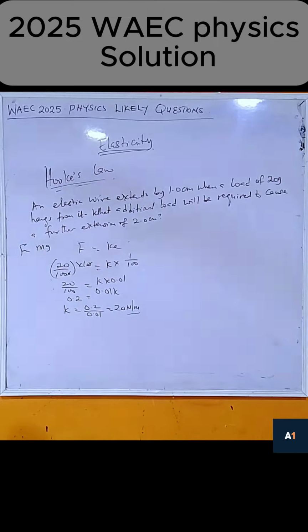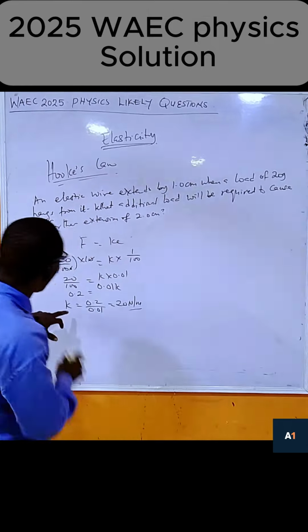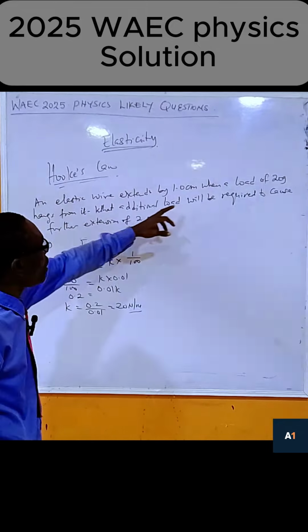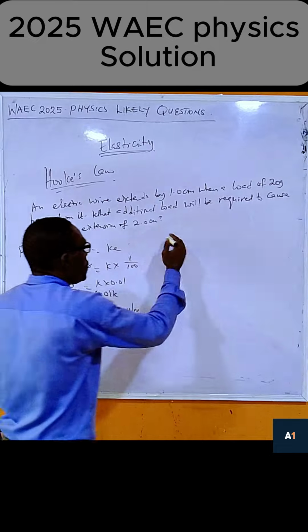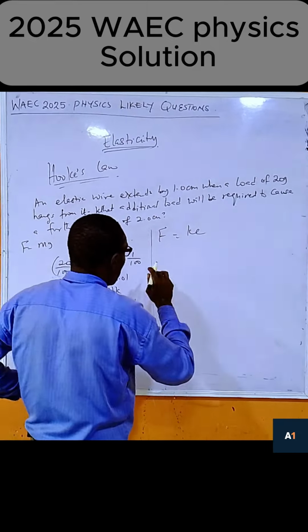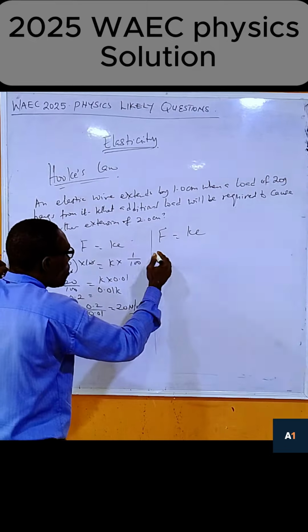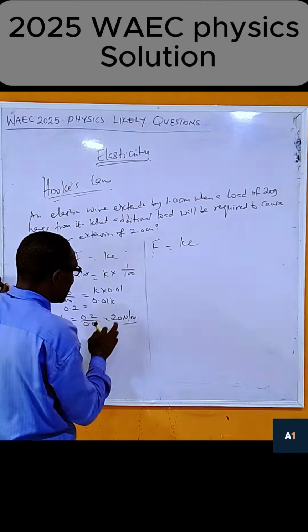So, the next thing is this. They now say, we have gotten the value of K. What is the additional load that you needed? Which means you need to add to the force. So it is the same thing: F is equal to Ke. Now, in this case, we put this one in brackets. This one is force, so convert this one to weight.